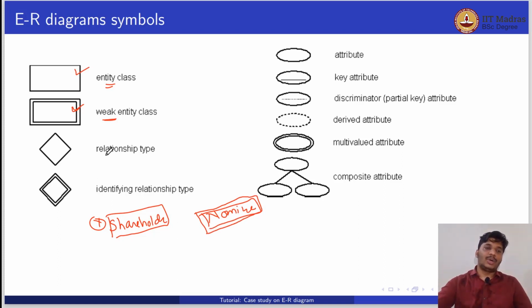Now what is relationship type? We already discussed this. A relationship is represented by a diamond shape. An identifying relationship is represented by a double diamond shape.